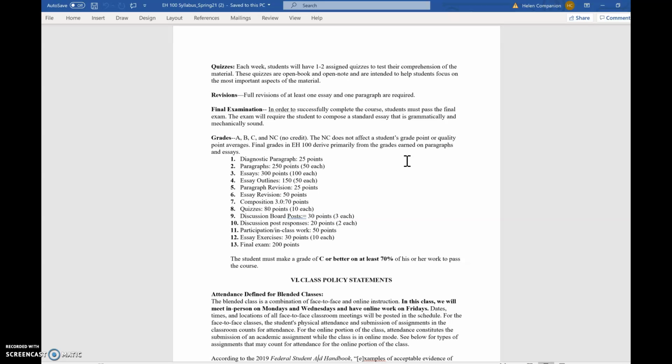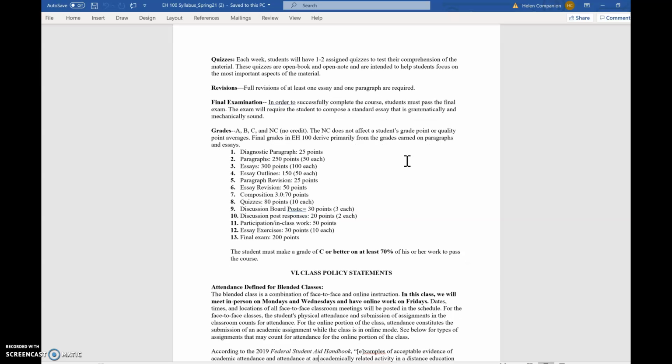There are 7 assignments of 10 points each. Quizzes are worth 80 points. There are 8 of them at 10 points each. Discussion boards, the posts are worth 30 points, 10 of them at 3 points each, and the responses are worth 20 points. 2 of them are 2 points each for each of the 10 responses. And then your essay exercises are worth 30 points, and your final exam is worth 200 points.